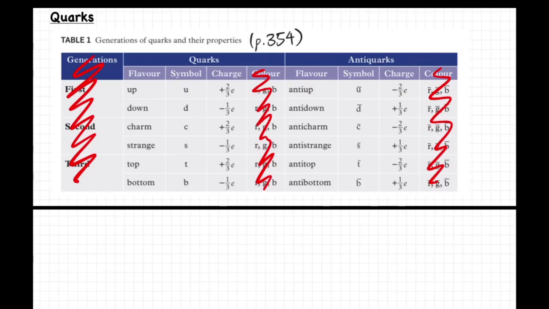So like you could take an up and an anti-charm, and you would get something with a charge of 0. It wouldn't annihilate because, yeah, they're opposite charges, but they're not the antiparticle of each other. So they would just make some particle. It would probably be unstable. And again, it depends on flavors and colors and all sorts of things. But they wouldn't annihilate.